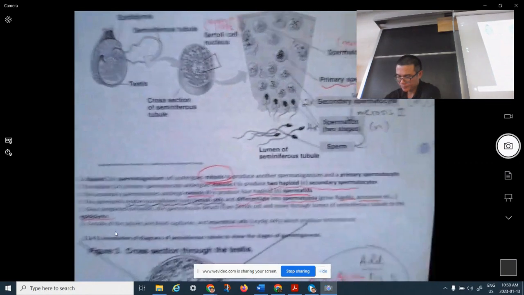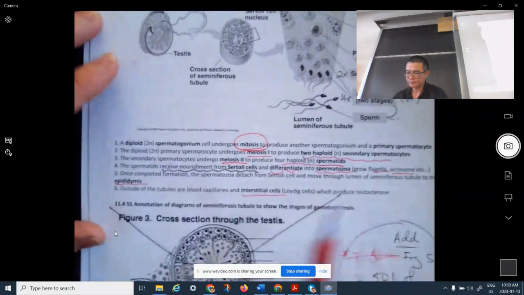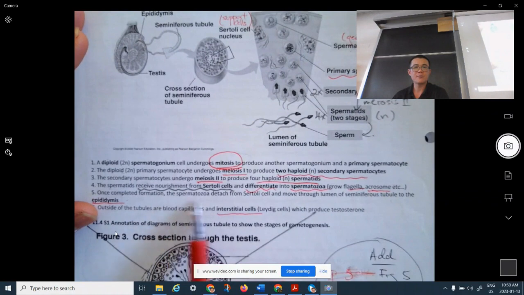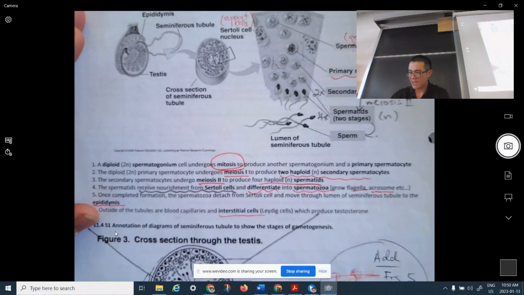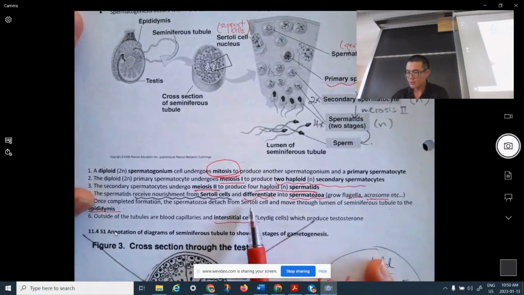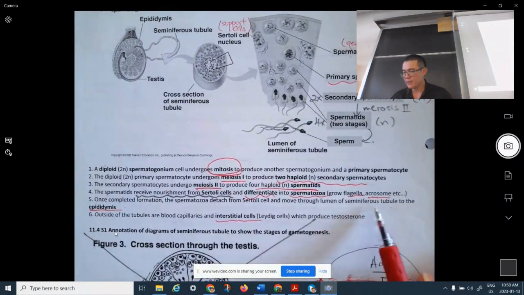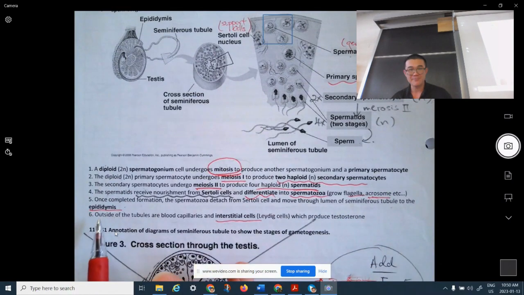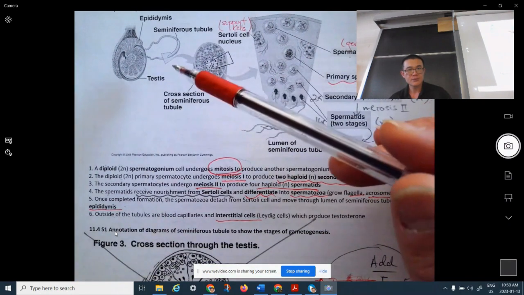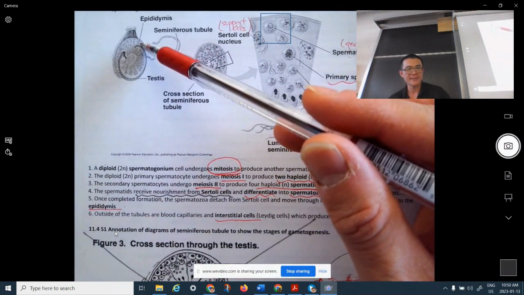Now, once it's done, the spermatozoa will detach from the Sertoli cells, move through the lumen of the seminiferous tubules to the epididymis. So they'll go through these tubules and get to the epididymis.